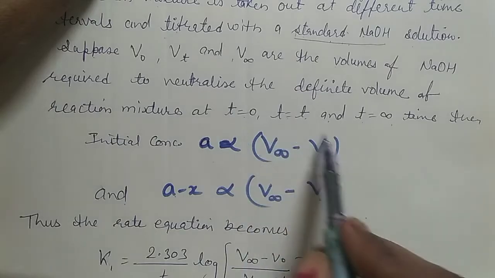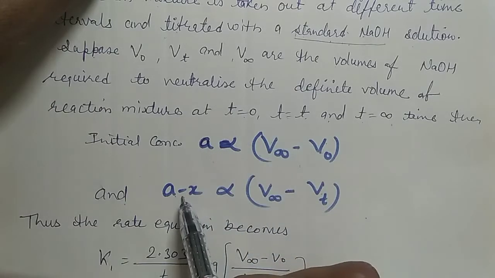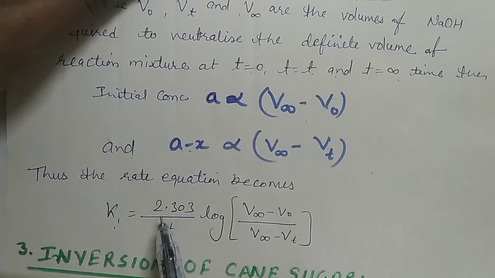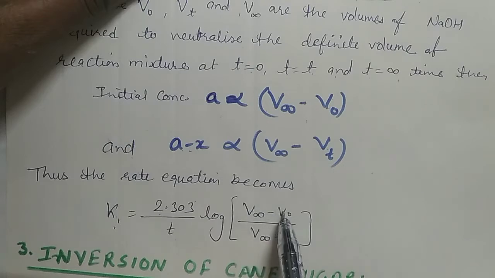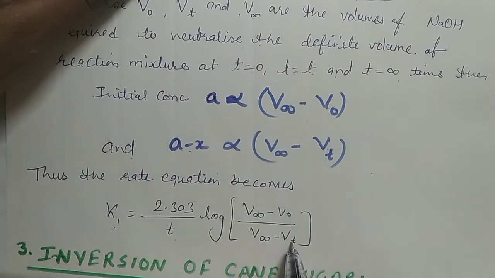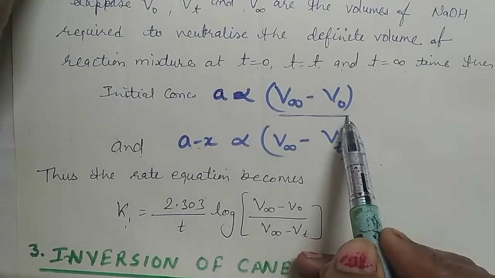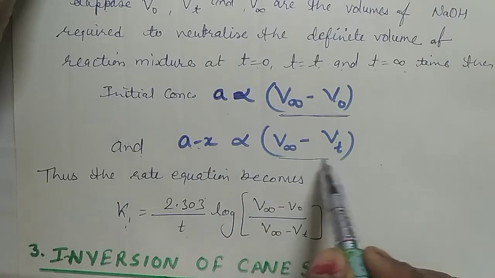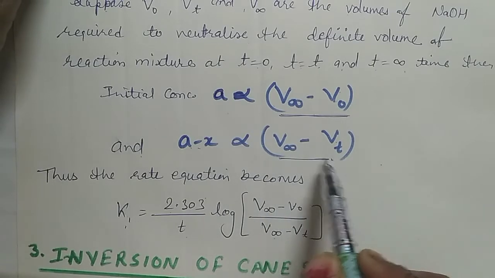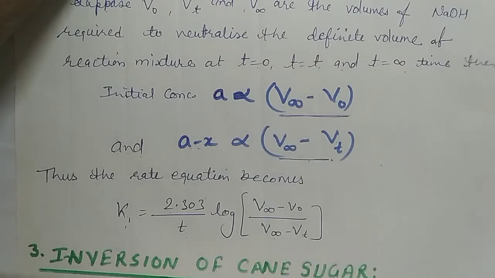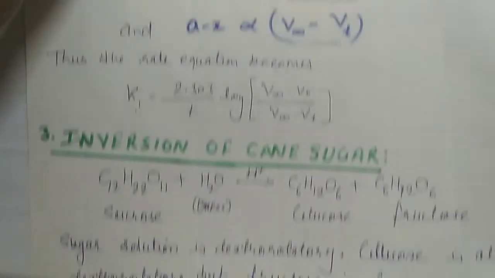So we can substitute the A and A minus X in the first order reaction. So we can say K1 will be equal to 2.303 upon t log (V infinity minus V0) upon (V infinity minus Vt). Clear? Okay, this is the initial concentration of ester and this is the concentration at time t. Okay, next, the inversion of cane sugar.